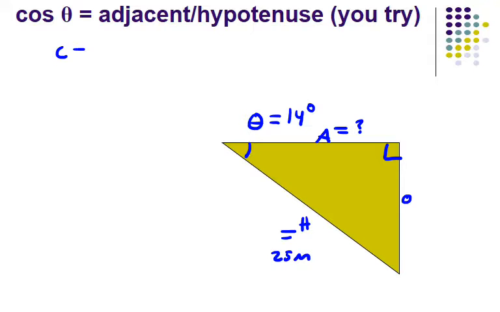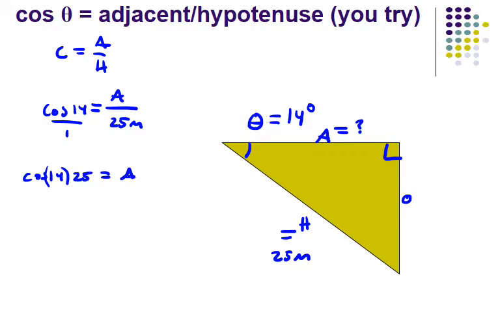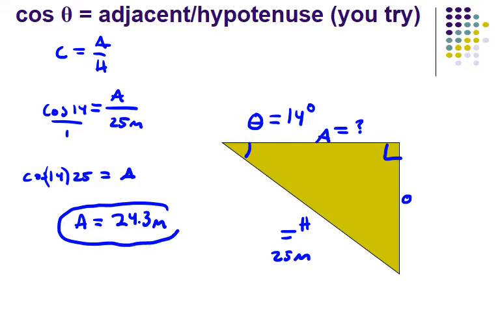Okay, so let's see how you did. Cosine of 14 equals the adjacent over the hypotenuse, which we know is 25 meters. So we can cross multiply: cosine of 14 times 25 is equal to the adjacent side. So the adjacent side, cosine of 14 times 25, is 24.3 meters. And that is less than the hypotenuse, and with that angle being so small, it can be close to that. So that looks good.